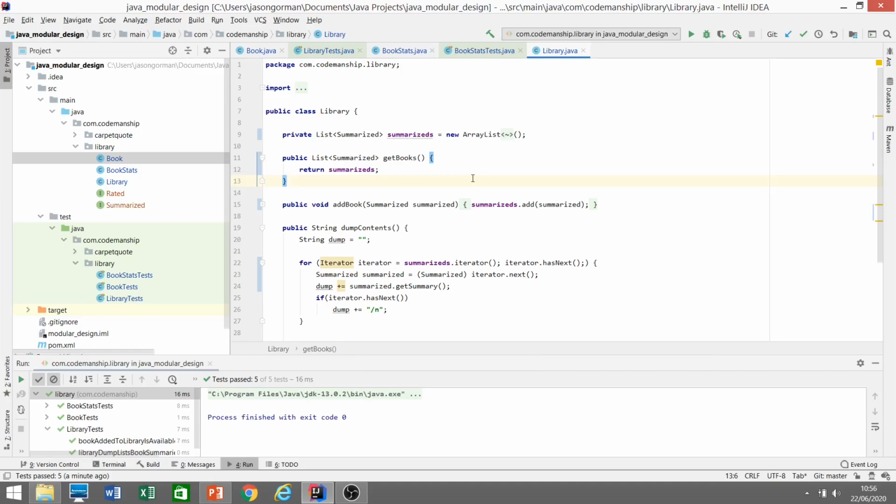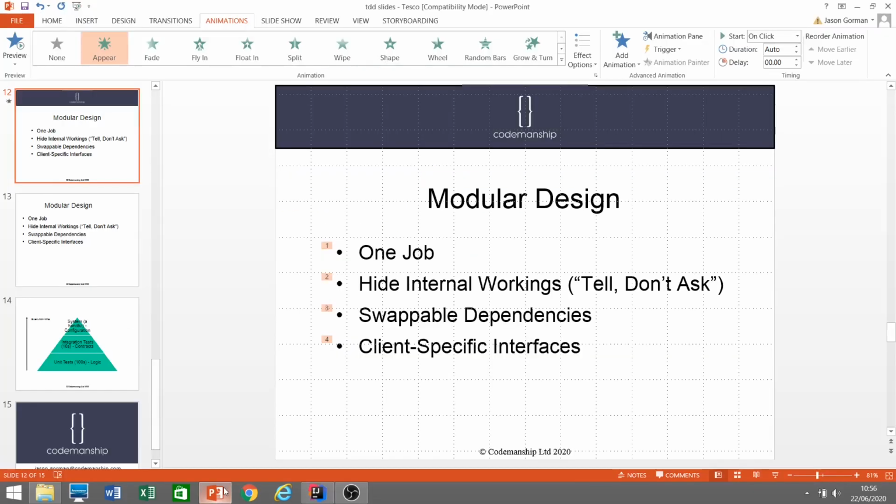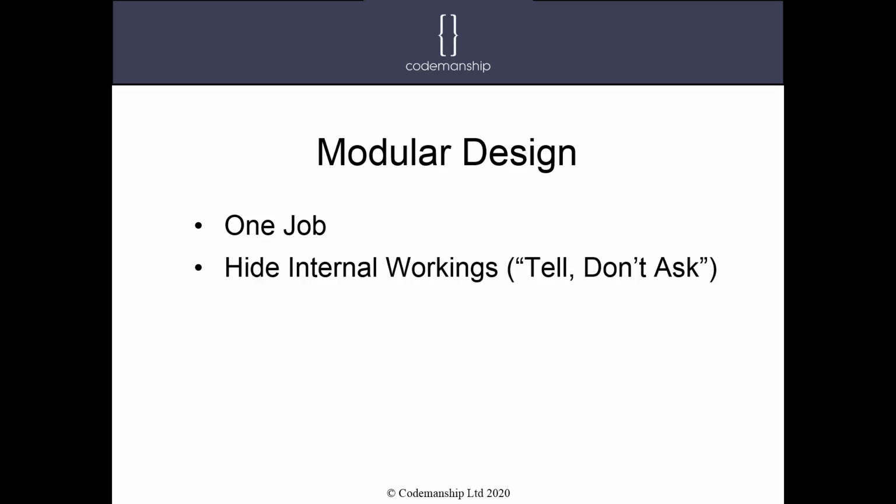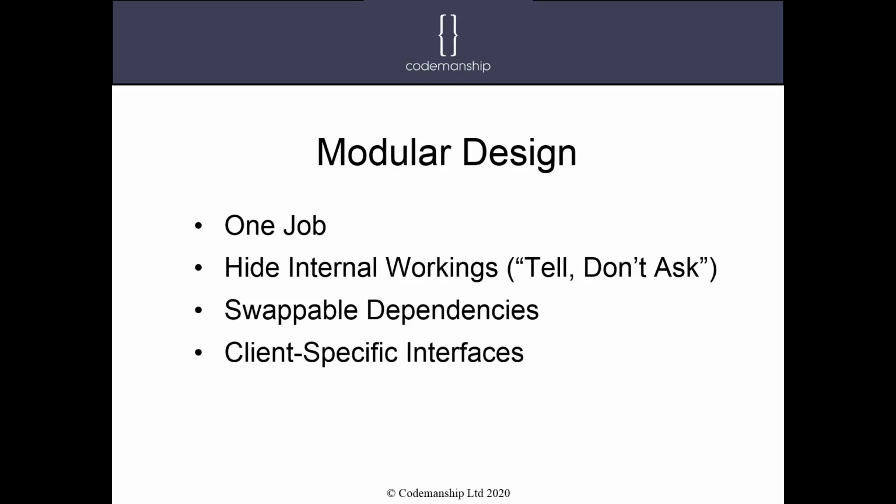So there you go. Those are the principles of modular design. Let's look at that slide one last time. So modules should do one job. They should have one responsibility or one reason to change. They should encapsulate their internal workings. They should tell, don't ask when they're telling other objects to do work. Their dependencies should be swappable, usually by dependency injection or something like that, depending on what language mechanism you have, so that we can swap different implementations without having to change the client code. Very important. And finally, in the languages where this matters, interfaces need to be client-specific.